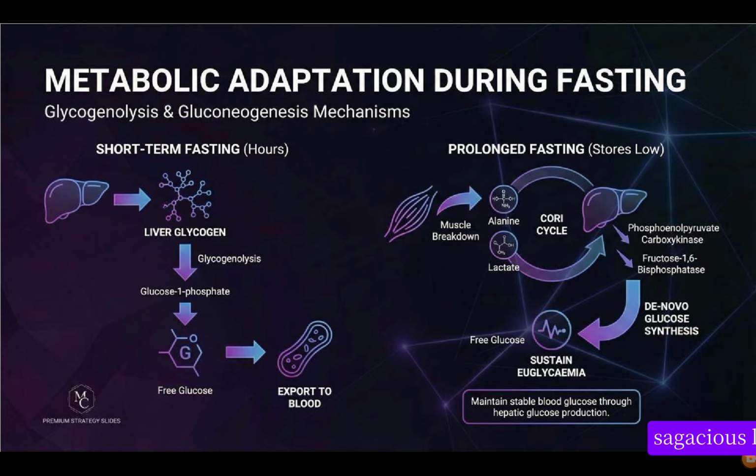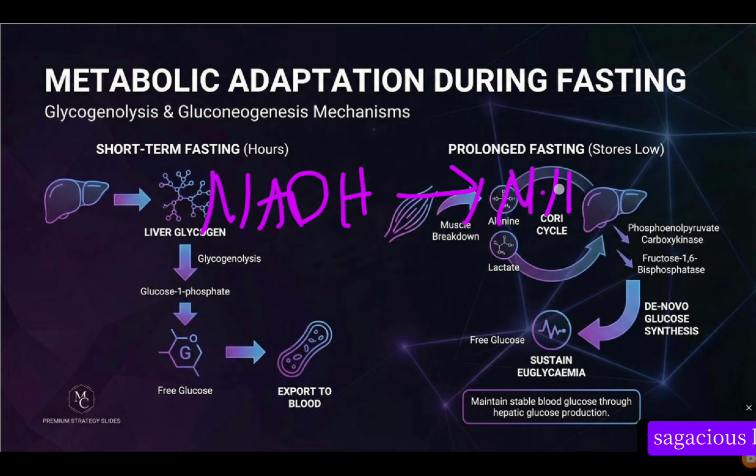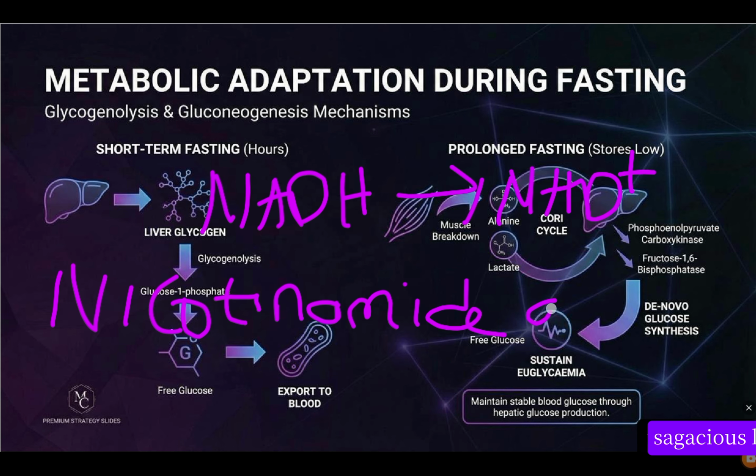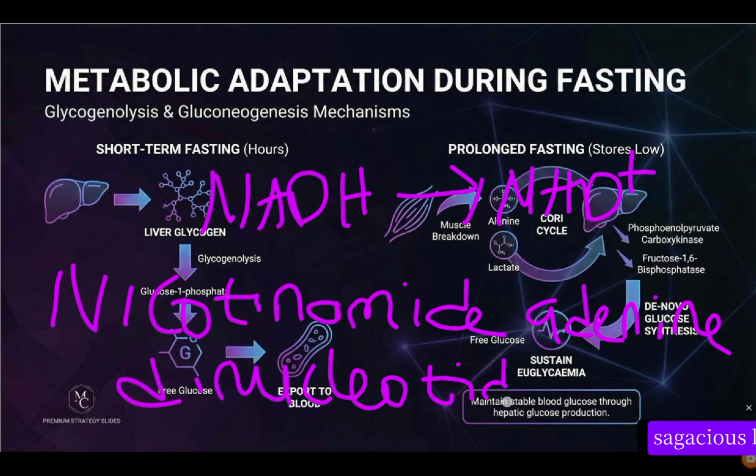Your body will keep on converting pyruvate to lactate, and during this process, NADH is converted to what? NAD positive. So this NAD is called nicotinamide adenine dinucleotide. Nicotinamide adenine dinucleotide. So NADH is the reduced form, while the NAD positive is the what? The oxidized form. So we are converting NADH to NAD positive.